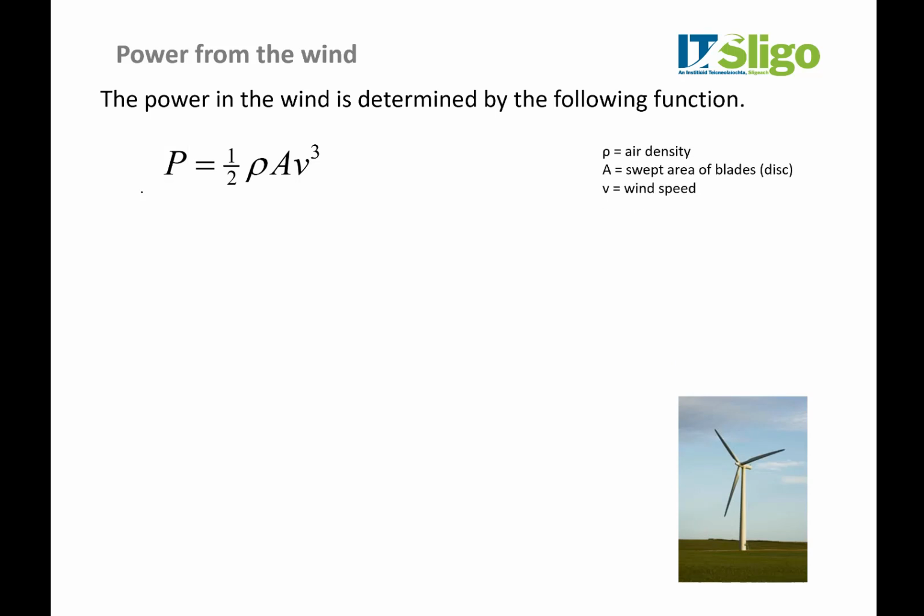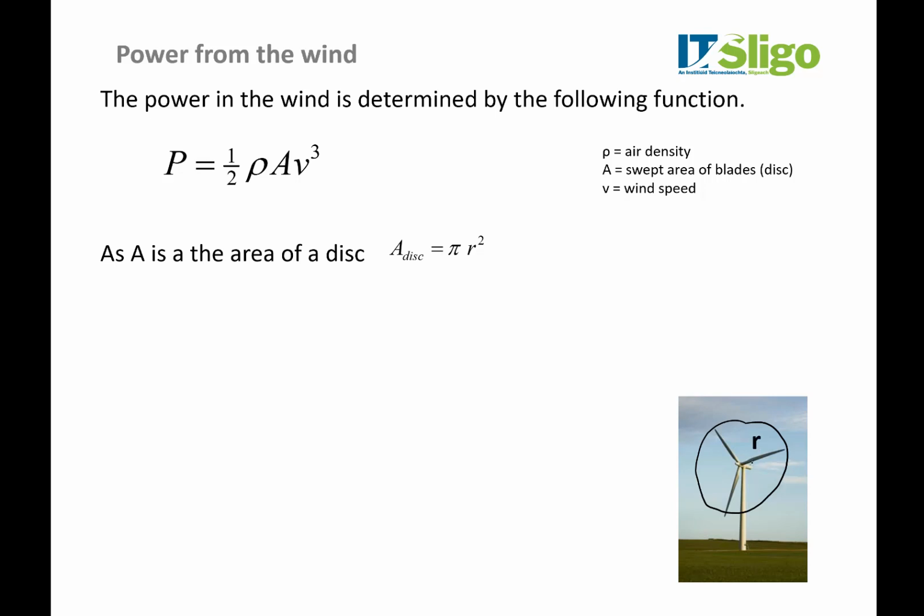So we're just going to do a little bit of maths. Rho, air density. I know you'll all remember rho from your Greek letters. A, like I said, the swept area. And V is the wind speed. So we're just going to take a look at A. A is the area of a disk. And the area of a disk is pi r squared.